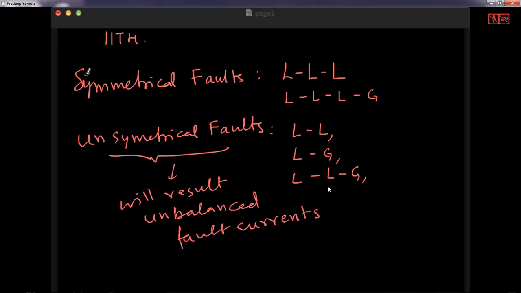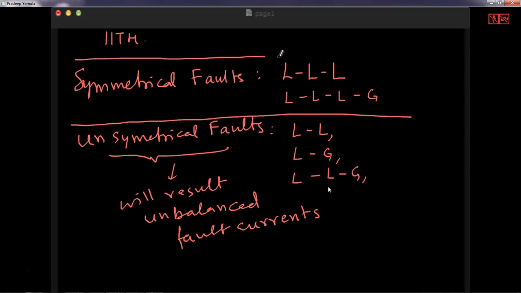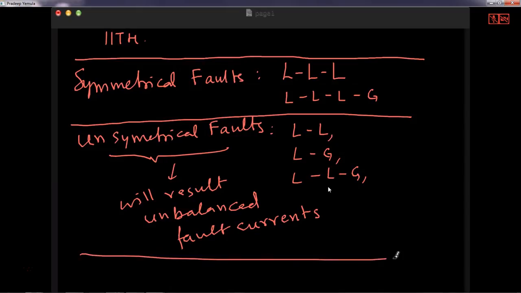So we have already studied how to analyze symmetrical faults. Today we are going to start studying unsymmetrical faults. But before I move forward, any doubts regarding symmetrical faults from the previous lectures, please feel free to ask now. Any doubts based on this up to here?